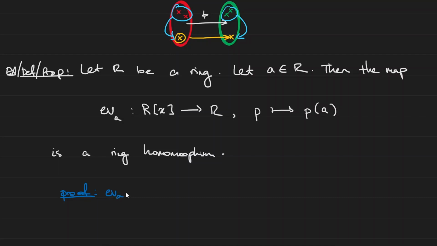So let's take our map EV_A, and let's act on the sum of two polynomials. This is just these two polynomials as functions, but you plug in the element A. But how is the sum of two polynomials defined? Well, this is defined pointwise, so it's P(A) plus Q(A). But notice, P(A) is just EV_A of P, and similarly Q(A) is just EV_A of Q.